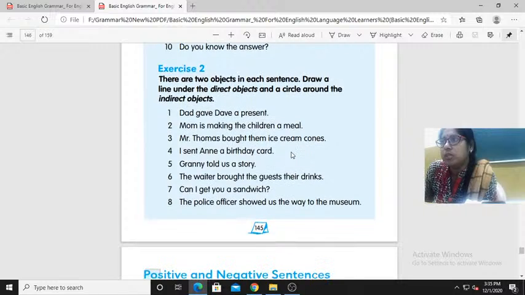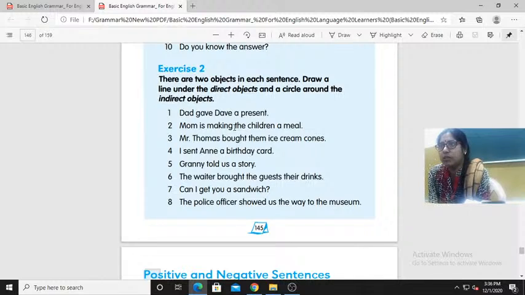Now dear children, it's your turn to do this one. There are two objects in each sentence. We can't draw lines here, so you just tell me which one is direct and which one is indirect object. It's quite easy. Dad gave Dave a present. So here a present is the direct object and Dave is the indirect object. Mom is making the children a meal. So a meal is the direct object and the children is the indirect object.